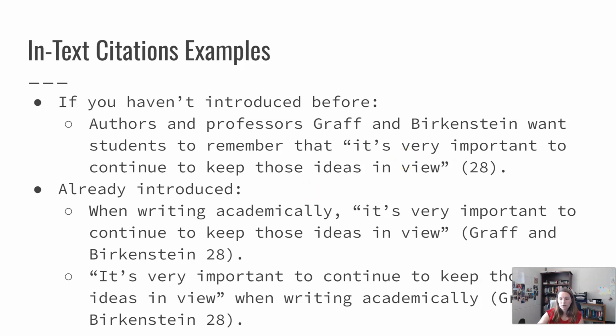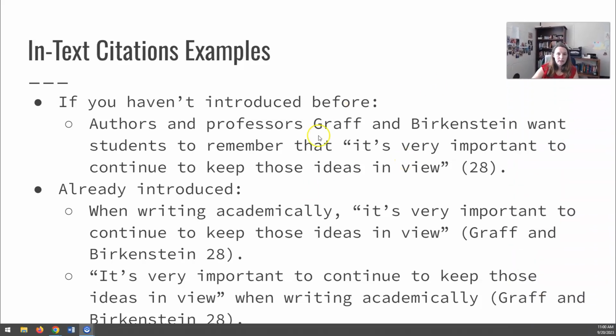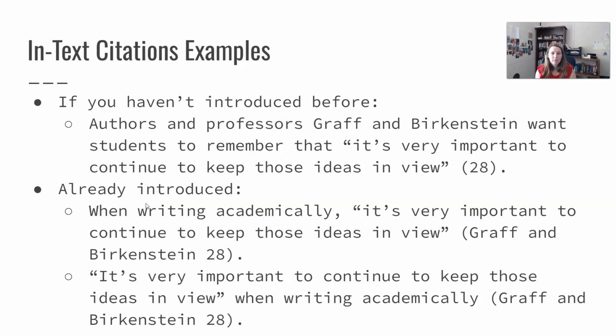So here's some examples. If I haven't said who my author is before, it's always a good idea to introduce them. So the first time I cite them, I might say something like authors and professors, Graff and Birkenstein, I want students to remember that it's very important to continue to keep those ideas in view. The first time you cite, you do kind of give us a little bit of background on your author so we can understand why they're worth citing. So author and professor gives me enough. You'll notice that my page number comes at the end in parentheses, because my author's already in the sentence. I don't have to repeat them.